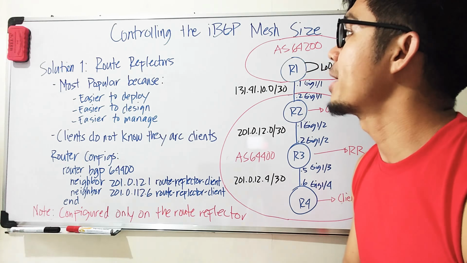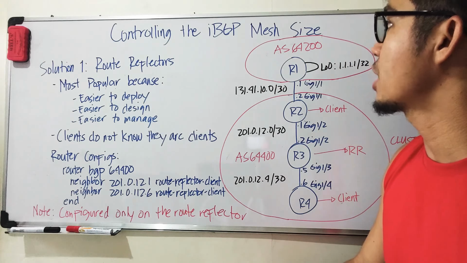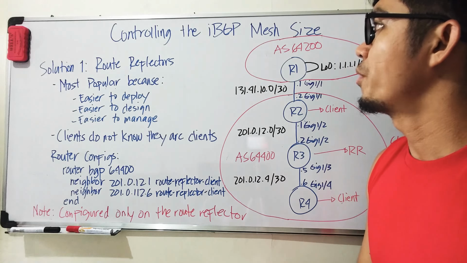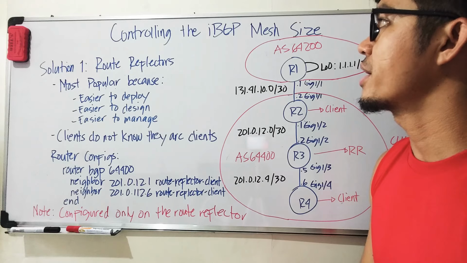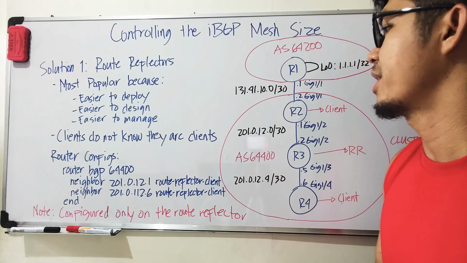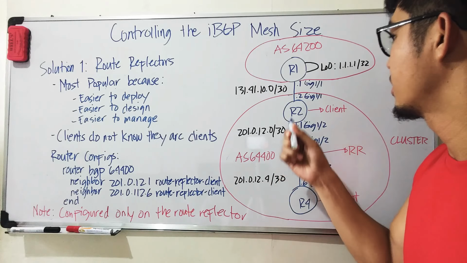In this video, I'm going to talk about controlling the IBGP mesh size. So why do we need to have an IBGP mesh topology? We need it when we have a topology like this.